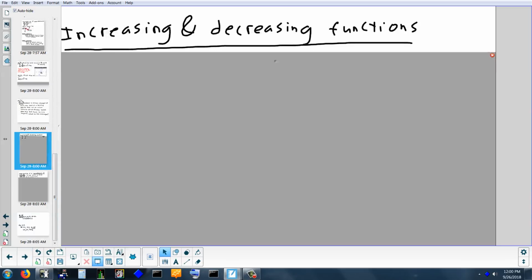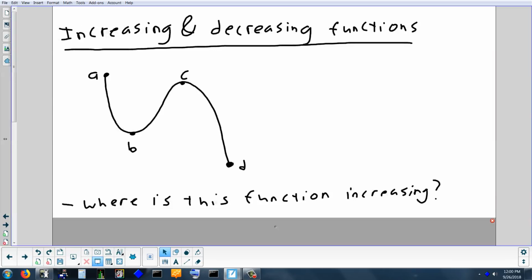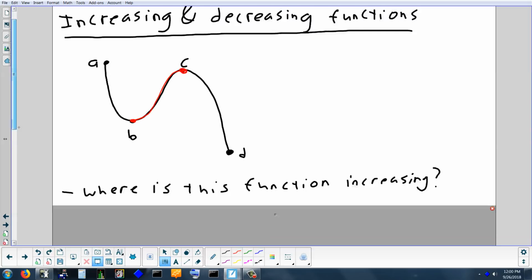All right, so the last thing I'm going to just explain is what it means, and this should be mostly common sense, for a function to be increasing or decreasing. Well, increasing means it's going up to the right. Decreasing means it's going down. So this particular function is increasing from here to here. Okay? So the way we would describe it, from B to C.